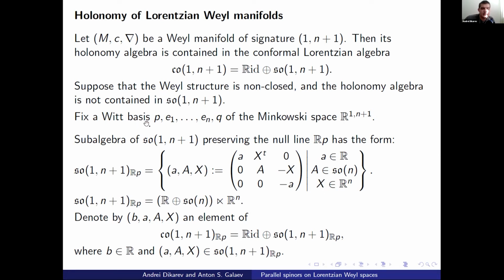So we fix a basis of Minkowski space, and we will denote by this the subalgebra of the Lorentzian algebra which preserves the null line Rp, and this subalgebra can be identified with a matrix Lie algebra. And we will denote the elements of the algebra CO(1, n+1) Rp, the conformal Lorentzian algebra which preserves the null line Rp. We will use the notation for elements of this algebra (b, A, X), where b is from R and this triple is from CO Rp.